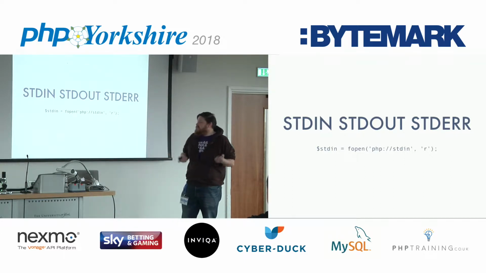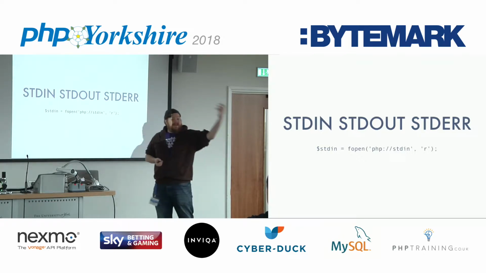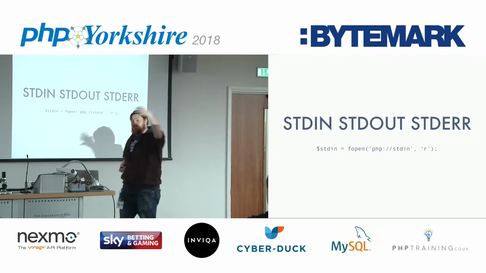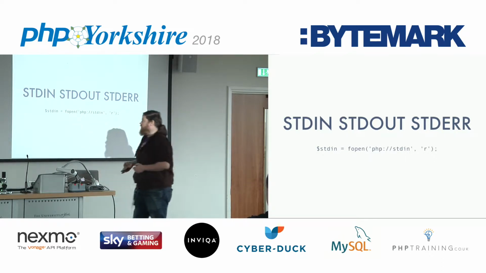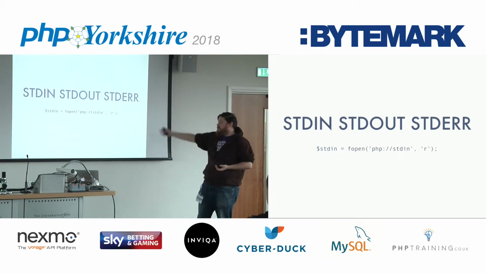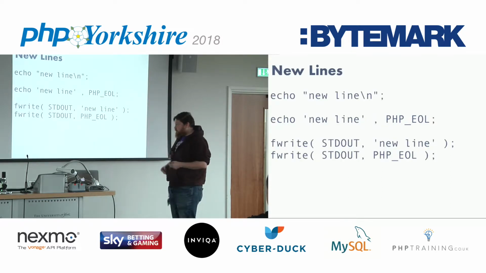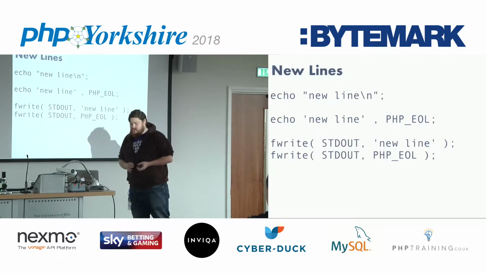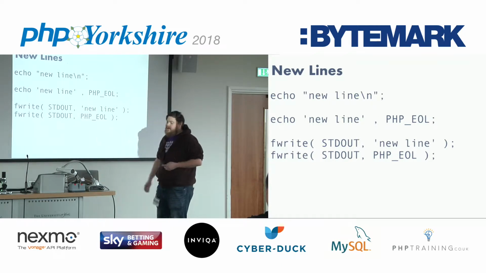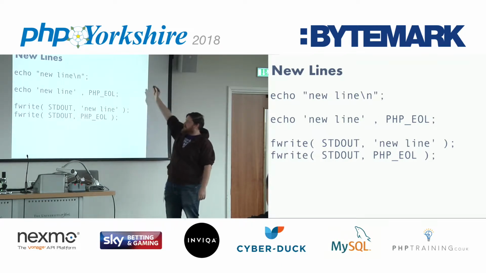But it does mean that we can do things like piping. So we can have one application sending its standard output, and we can pull that in, do something with that, push it along to the next application, and onwards and onwards. So if we want to read standard in, we can simply fopen it, and a load of stuff will appear, hopefully. If we want to talk going out, we can just echo a new line, \n.